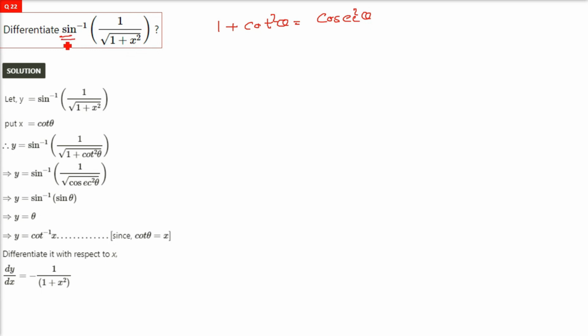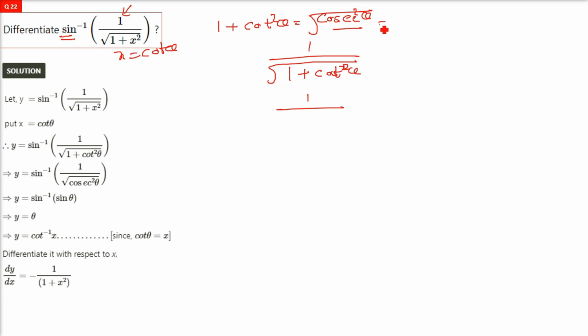Why are you not using it? Because we have a sine inverse outside. So we need a sine inside, so that this sine and sine inverse can be cancelled. Of course, we can apply anything, but we have to solve the question. So this is 1 by x, I am putting it as cot theta. So under root of 1 plus cot square theta. And this is 1 by 1 plus cot square theta is what? Cosec square theta. Under root of cosec square theta is cosec theta. So finally cosec theta will come.